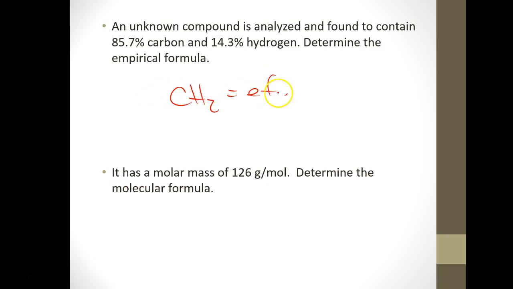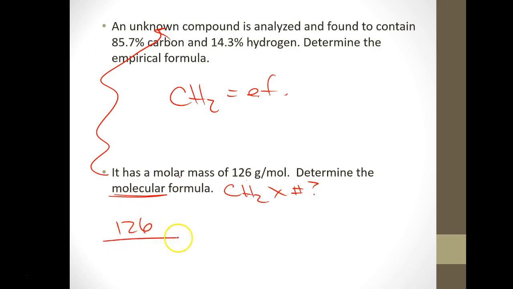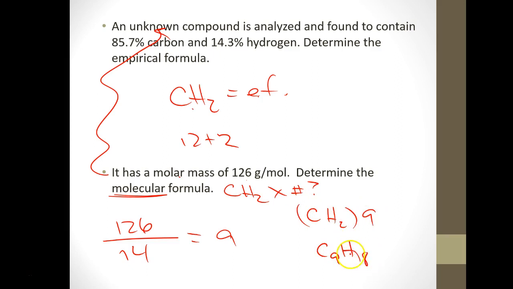Now I'm going to erase the ink on the screen and I'm going to write down CH2 was the empirical formula. Okay, it, meaning this guy, has a molar mass of 126. The molecular formula is a multiple of CH2 times some number. And I need to figure out what that number is. Well, 126 is how much the molecular formula weighs. This one is 12 plus 2. That's 14. So let's see what 126 divided by 14 is. That would be 9. So I'm going to take CH2 and I'm going to multiply by 9. C9H18. Still the same ratio, 1 to 2, but it's 9 times heavier because of molar mass.